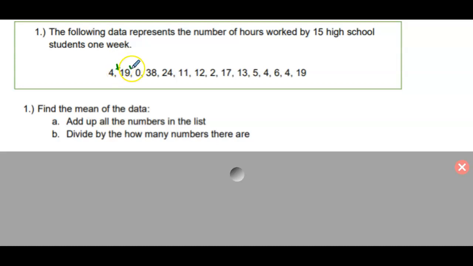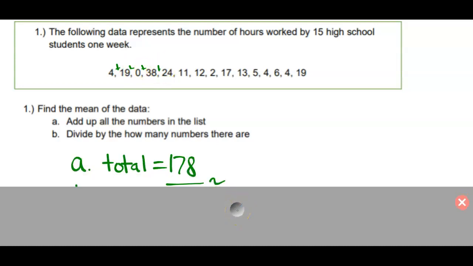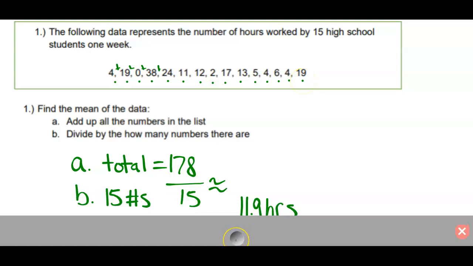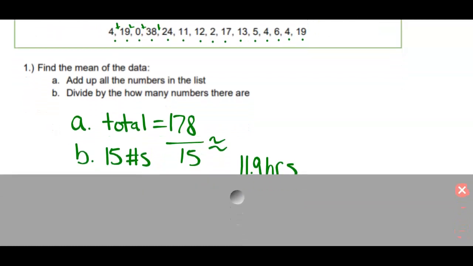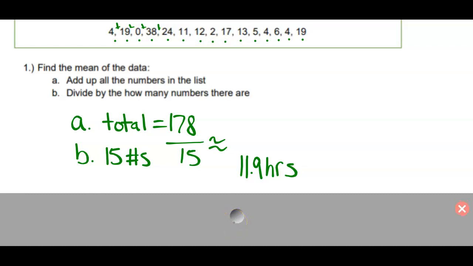So you're just going to add all these together, okay? So I did that, and I got 178. Make sure that when you're adding, you get all of them, okay? And now how many are there? There's 1, 2, 3, 4, 5, 6, 7, 8, 9, 10, 11, 12, 13, 14, 15 pieces. So I divide that number by 15. And those 15 students worked an average of 11.9 hours. Okay? All right.